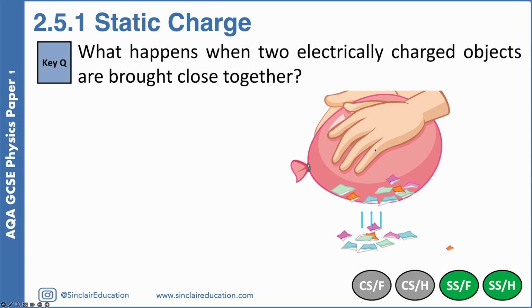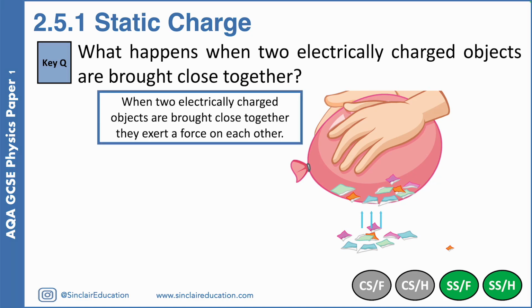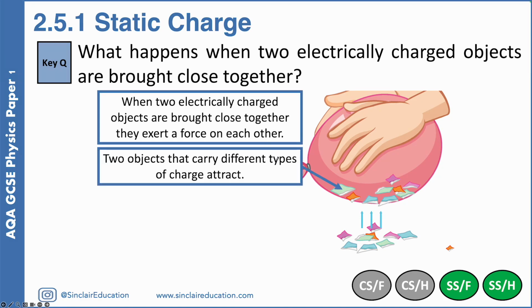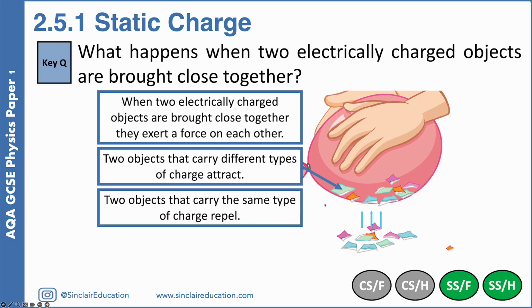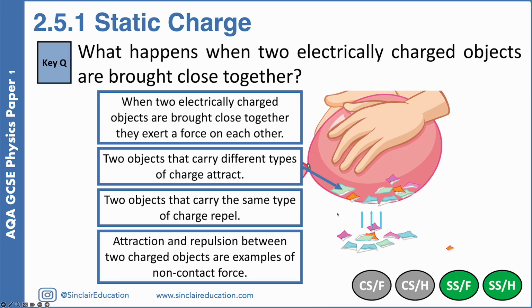These objects, when they're electrostatically charged, can interact with each other when they're brought close and get within each other's fields. Oppositely charged objects are going to attract each other, while objects that have the same charge will repel each other. There's a few examples that have come up in past exam questions. When 2 objects that are charged are brought close together, they can exert a force on each other. If they have different charges, they will attract. If they have the same charges, they're going to repel each other. And these are both examples of non-contact forces.